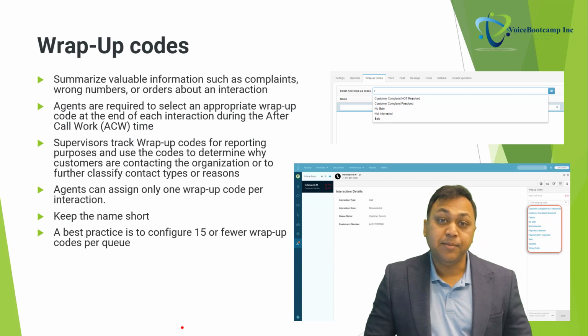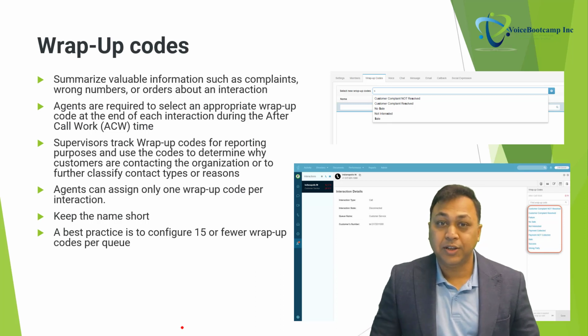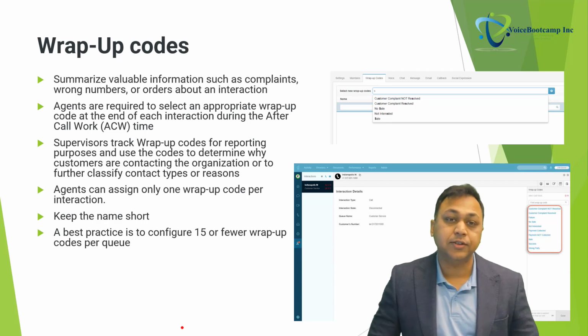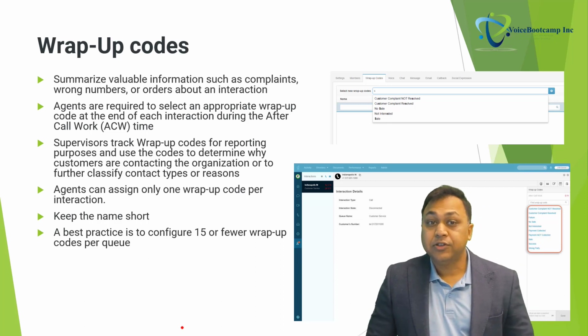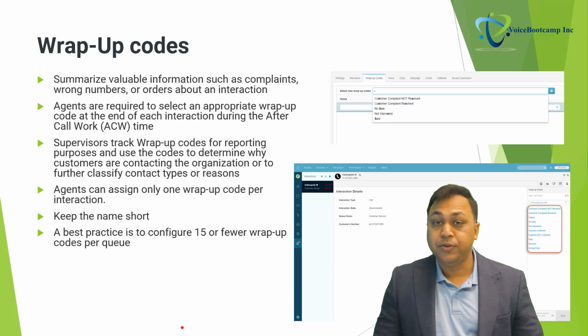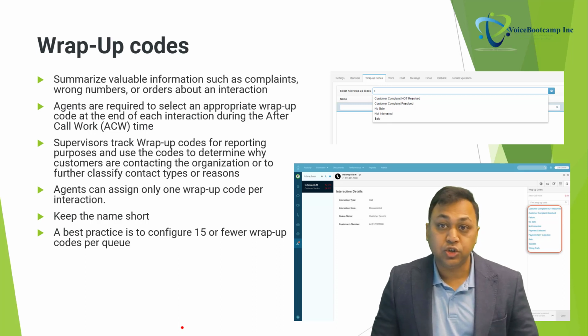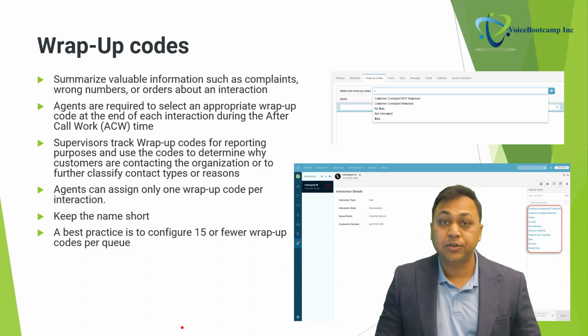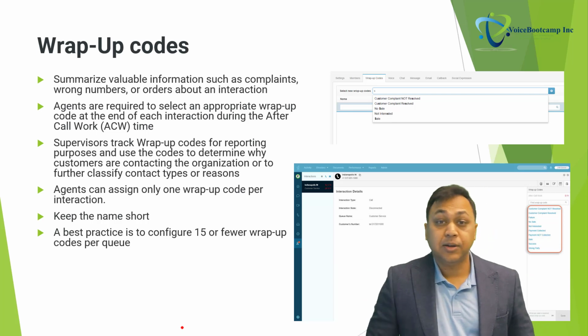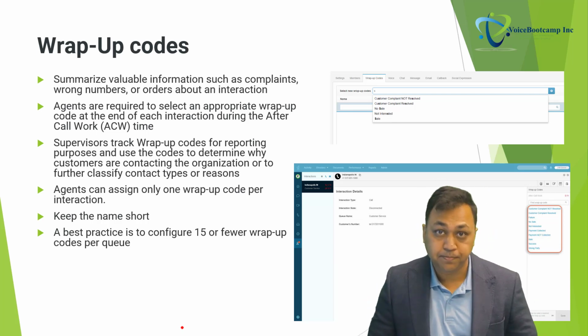Keep the name as short as possible so that it can fit in the selection dialog box, usually under 30 characters, for example. The best practice is to configure 15 or fewer wrap-up codes per queue to ensure the agent can see all of them. Because if you have a long list of wrap-up codes, sometimes the agent may not be able to see all of them.